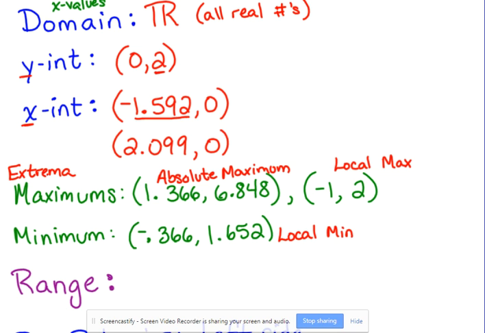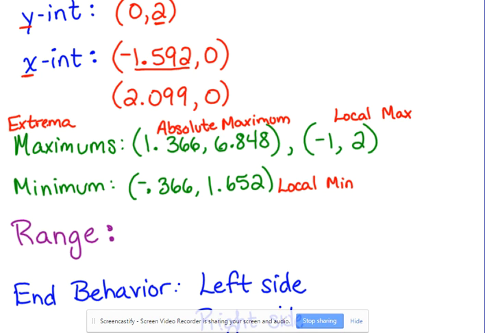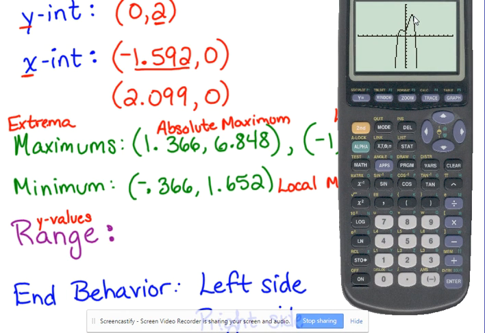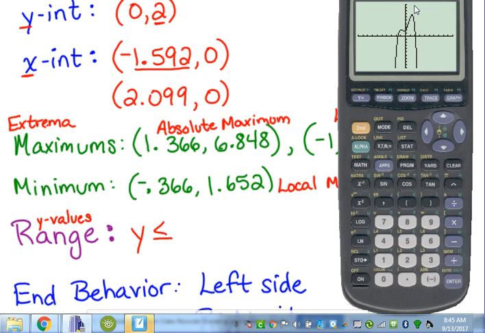Okay, so speaking of y values and absolute maximums and minimums, let's talk about the range. If domain is talking about the x values, range is talking about your y values. I just told you that that maximum on the right side is what we call an absolute maximum. That's the highest y value that our graph will achieve. So that means that our range of y values, all the other y values, are less than or equal to that y value of 6.848.